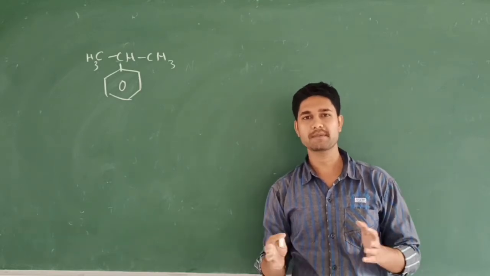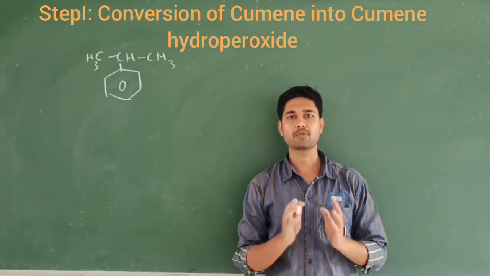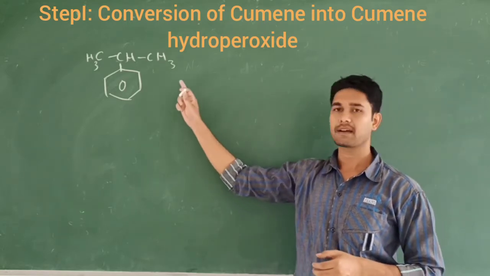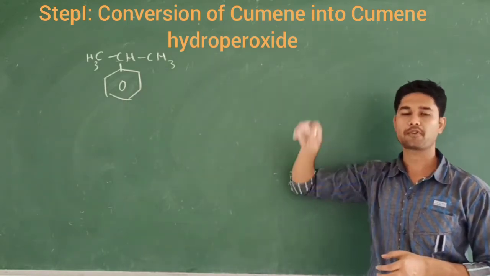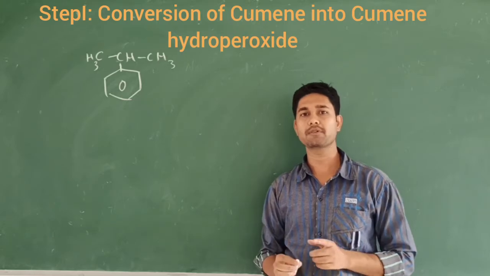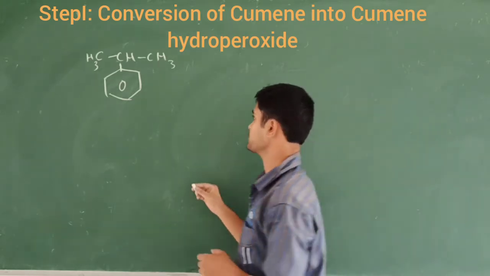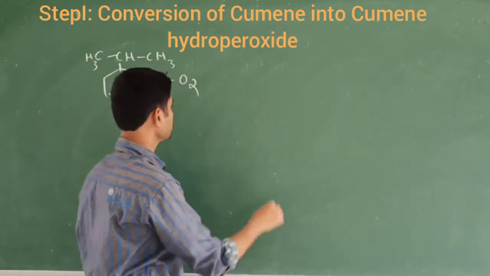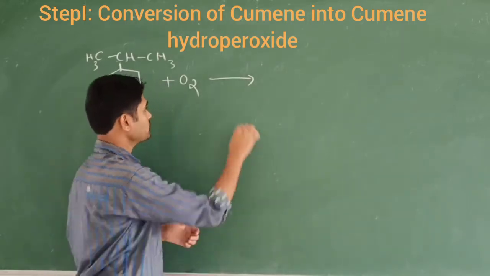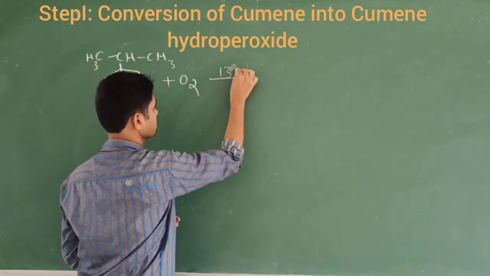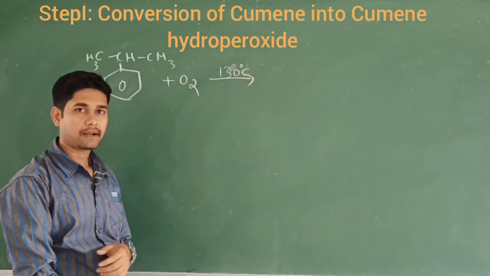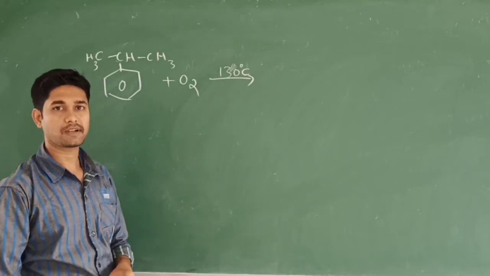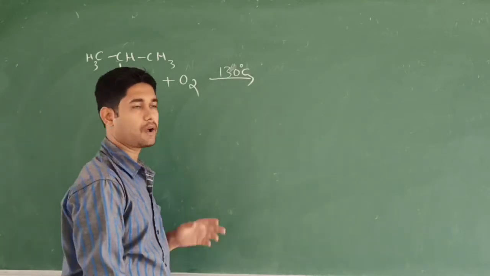Here it involves very simple steps. Step 1 is the conversion of cumene into cumene hydroperoxide. This cumene is oxidized by oxygen, in the presence of air or oxygen, with a metal catalyst at 130 degrees Celsius, and we obtain the cumene hydroperoxide. Hydroperoxide refers to H2O2.